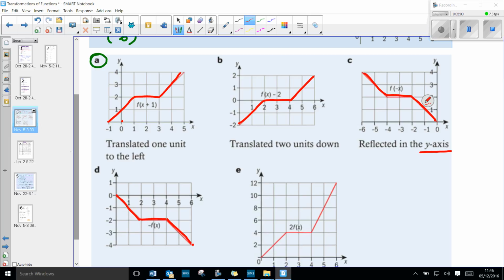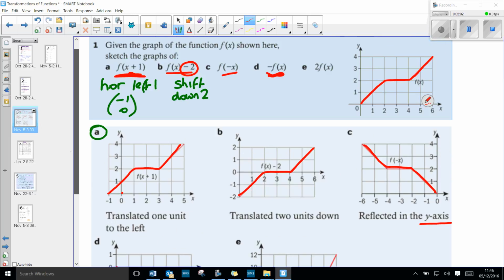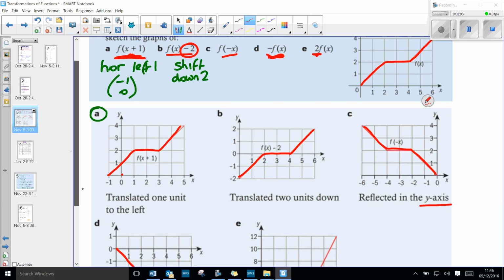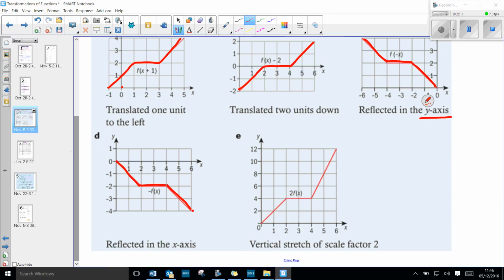And then the final one is a big fat 2 in the front, so that's elongated it in the y direction, or stretched it in the y direction. So you can see your x coordinates don't change, but these values here have. Where it went through the coordinate (2, 2) before, it's going through the coordinate (2, 4). So it's a vertical stretch, scale factor 2.